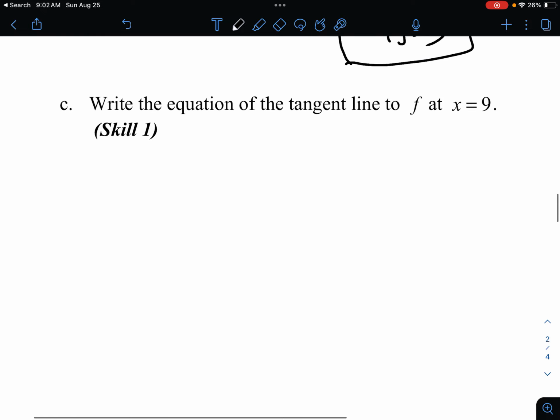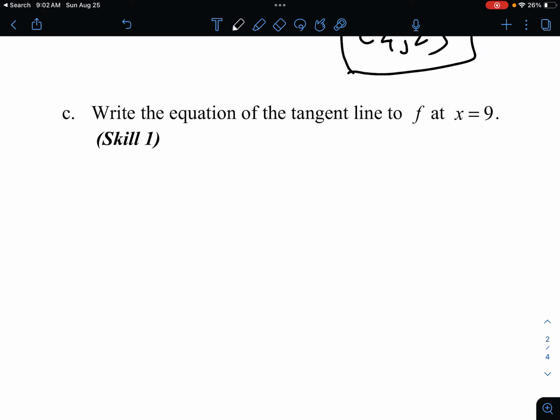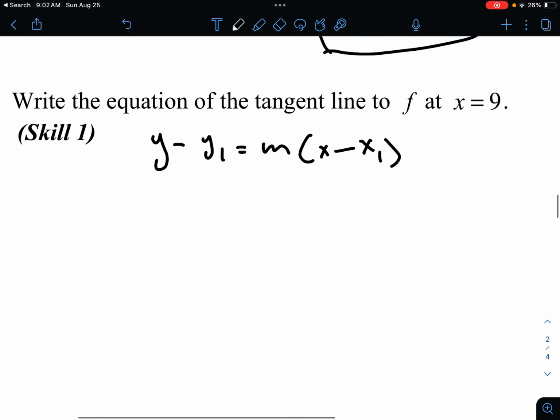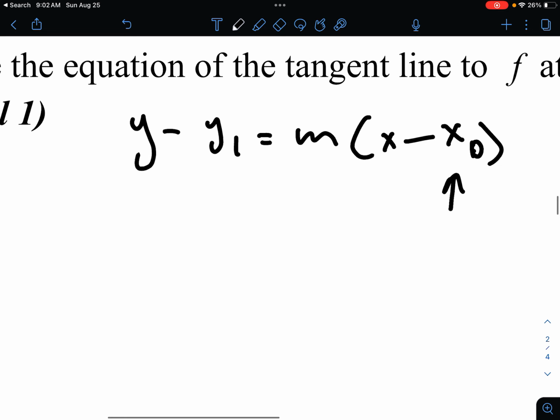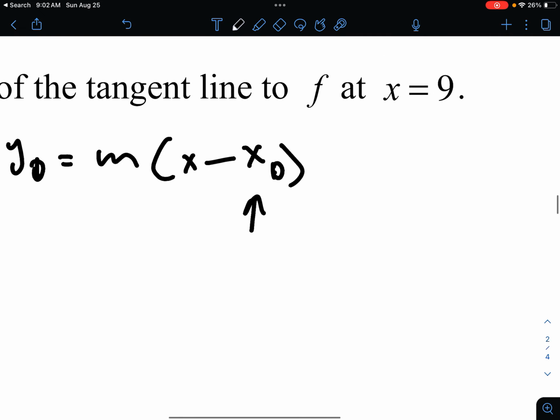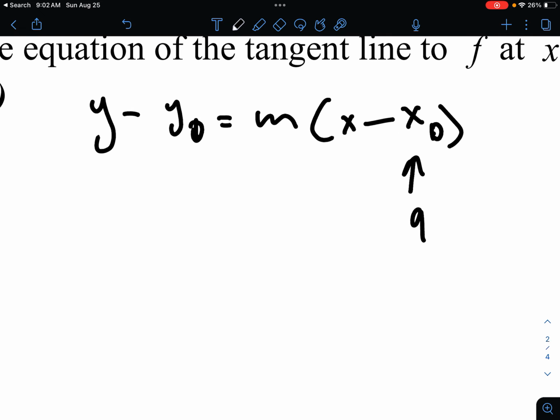And then write the equation of the tangent line at x equals 9. Well, if you want to write the equation of any line, you have to have a point. So y minus y1 equals m times x minus x1. So this is point slope form. I like this the most because I know my x, x naught maybe, I don't know. My x that I'm using for this is going to equal 9.